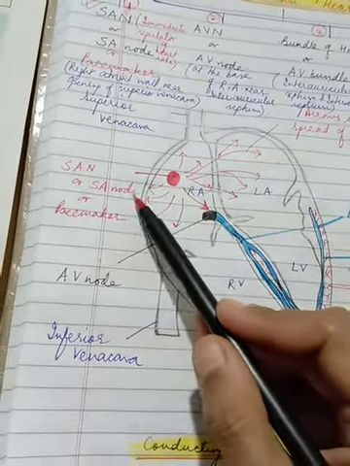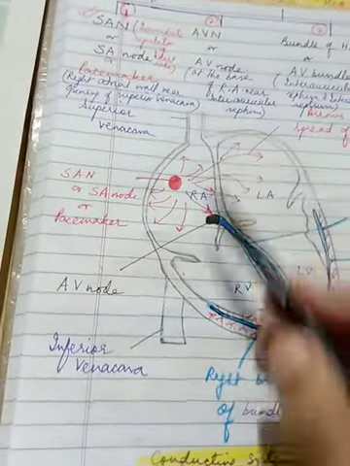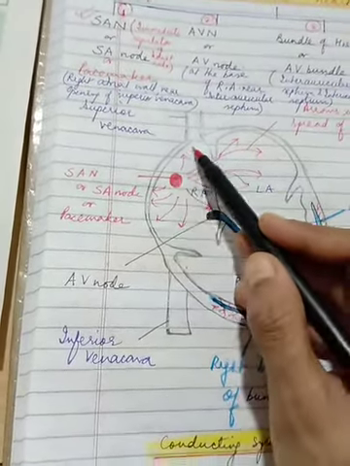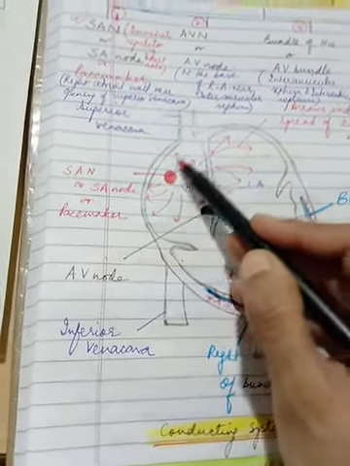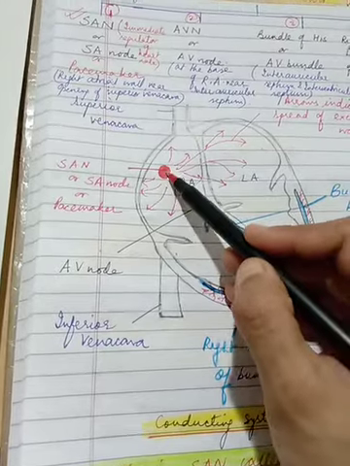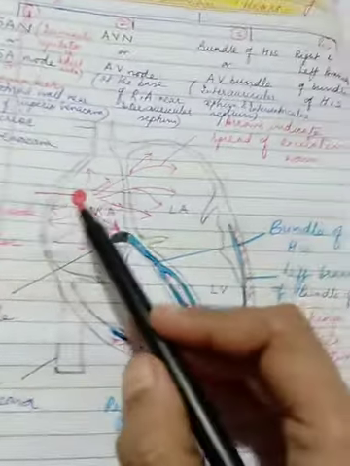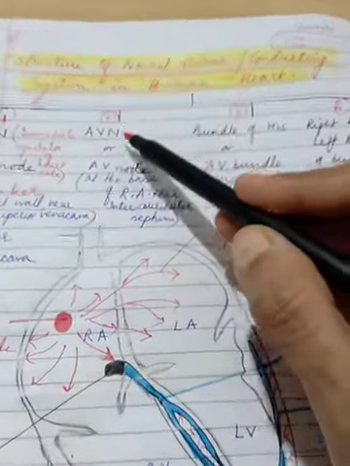And this is near the opening of the superior vena cava. You can see this: the superior vena cava, and this is the inferior vena cava. So the pacemaker or SA node is near the opening of the superior vena cava. Right? This structure is the immediate regulator of heartbeat. Remember, the heartbeat originates here.